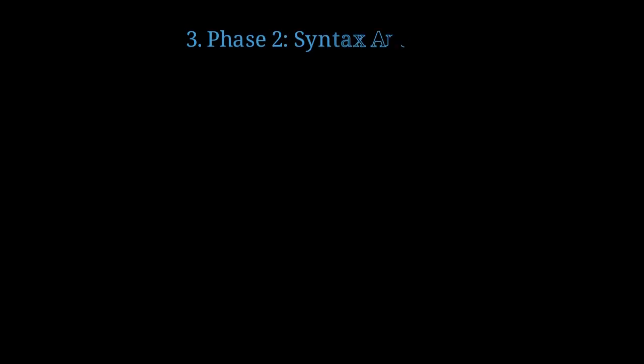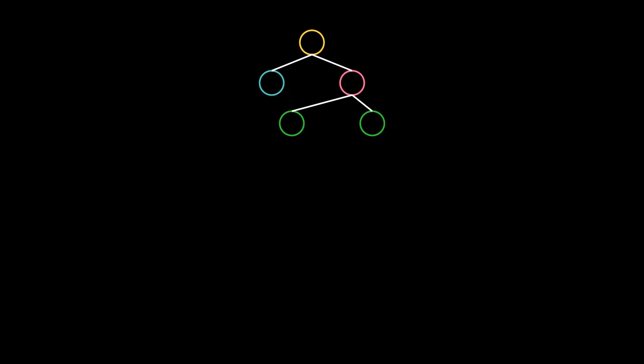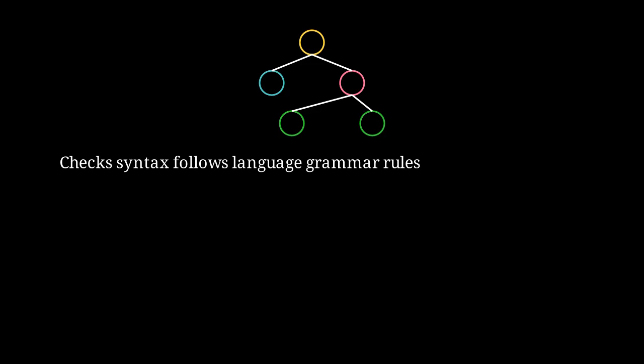The second phase checks if tokens follow grammar rules. Syntax analysis, done by the parser, creates an abstract syntax tree that represents the program structure. The tree structure shows the assignment operation at the root, with variable x on the left, and the addition operation on the right, which has operands 5 and 3. The parser also verifies that the code follows the correct grammar rules of the programming language.